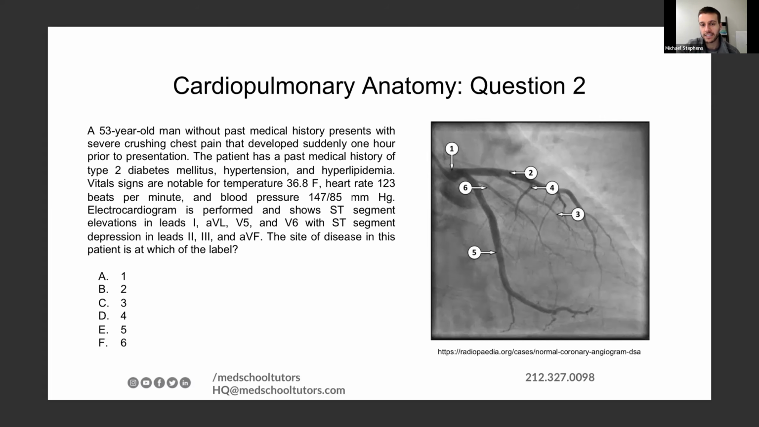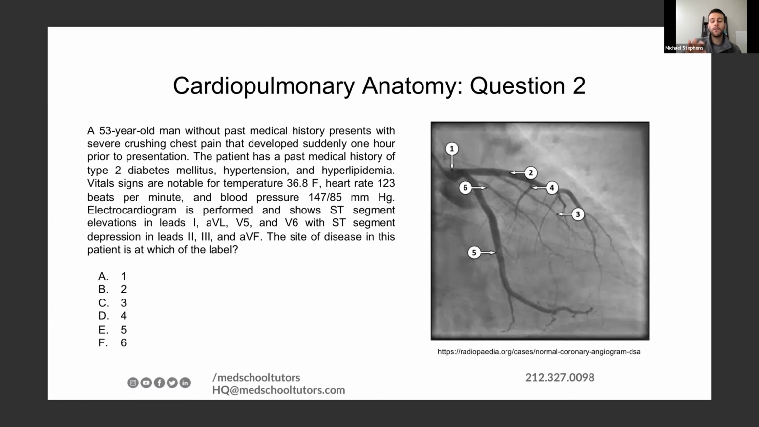Great, love it. You guys got it. So if it's not the one with a lot of branches coming off of it, which would be basically 2, with the branches being 3 and 4, your other main artery coming off of the left main coronary artery, which is labeled by 1, is going to be 5.